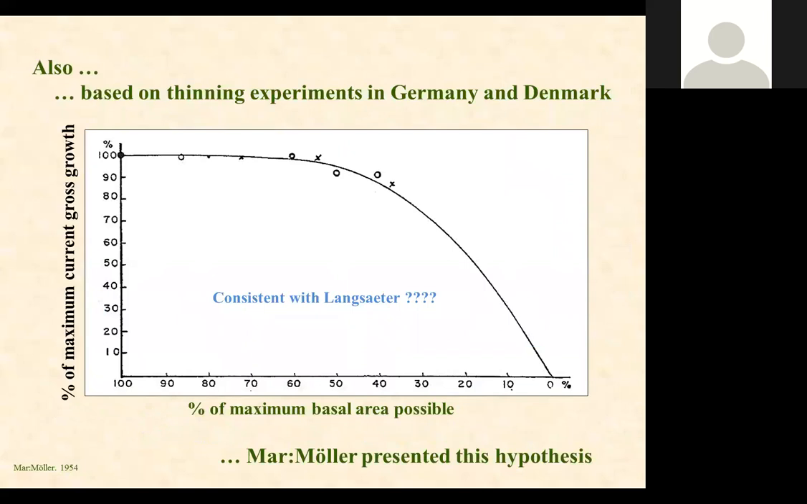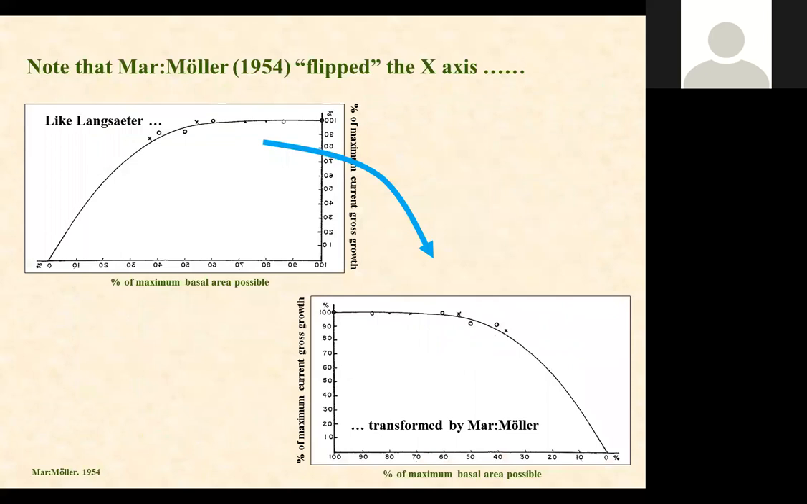In 1954, Möller, working out of Denmark and using data from Germany and Denmark, presented his hypotheses in this form. Now, if you look at these two diagrams, Langsaeter in the upper left had basal area stocking going from zero on the left to 100% on the right. But Möller has zero on the right and high on the left. So he, in a sense, flipped the axes.